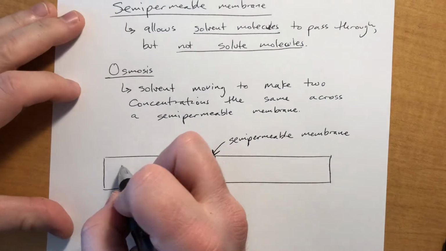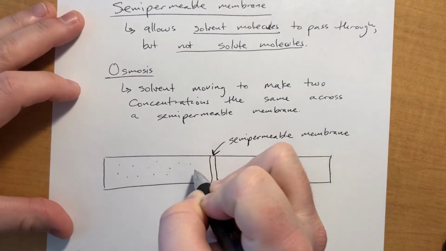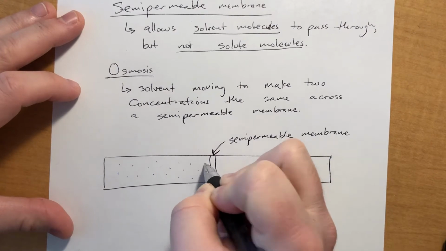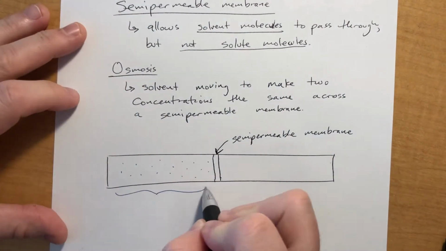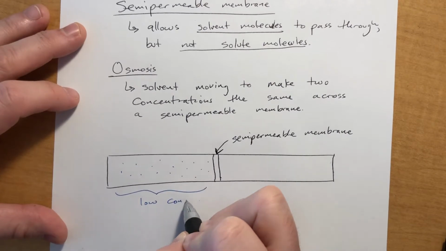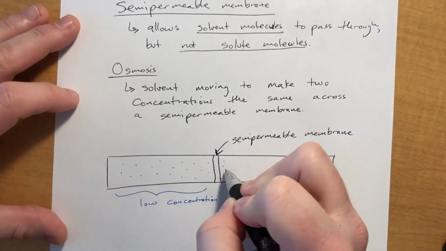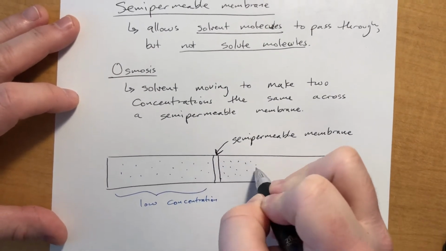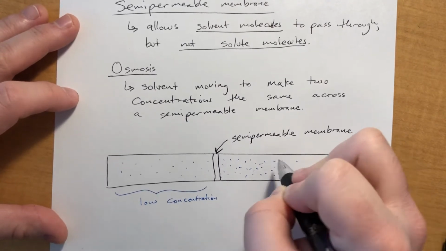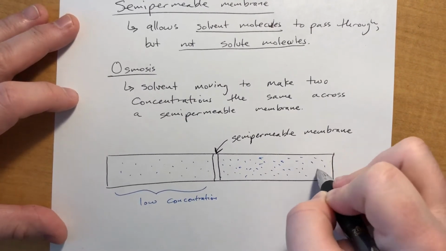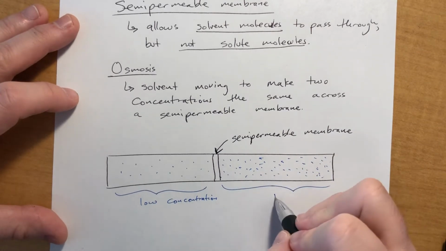So if on this side we have a low concentration, so we have some stuff dissolved, and you wouldn't actually see them because they'd be dissolved, but I'm going to draw the particles. Okay, this is a low concentration. And this side, I'm going to draw a lot more dots, would be a high concentration.